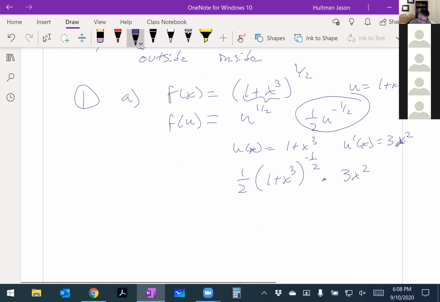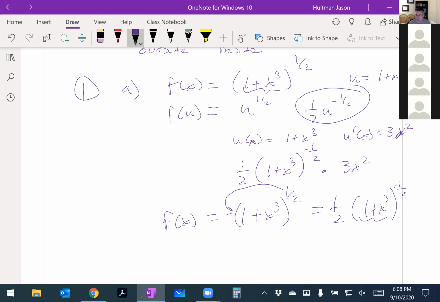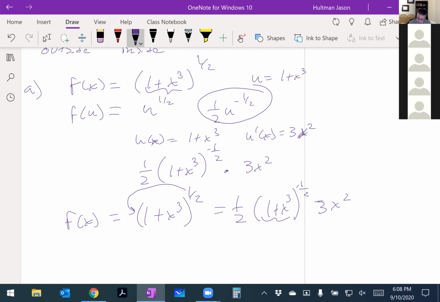Let me show you how I would do this just without the explanation. So if I have 1 plus x cubed to the 1/2, well, what am I going to do with this 1/2? I'm going to drop it in front. That becomes 1/2 times 1 plus x cubed to the negative 1/2, right? Times the derivative of the inside. So derivative of outside times derivative of inside, times 3x squared. The derivative of the constant is 0, it just goes to 0. So this thing is equal to 3x squared over 2 times the square root of 1 plus x cubed.